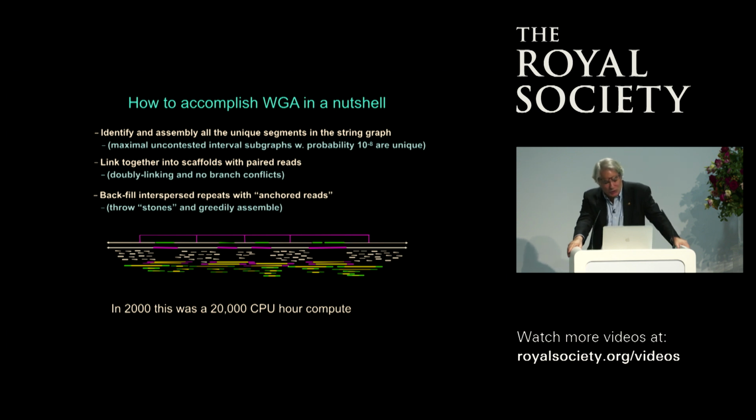In 2000, this was a 20,000 CPU hour compute, which was a big compute for the time. I know it sounds like a small number now, but it was a big number, especially considering that it was a single instance, combinatorial problem. It was not a weather simulation where you just let time go or make the grid finer. It was a single combinatorial problem with 20,000 CPU hours.